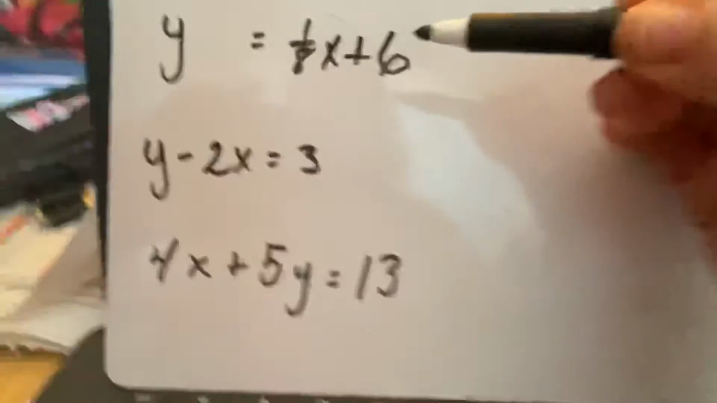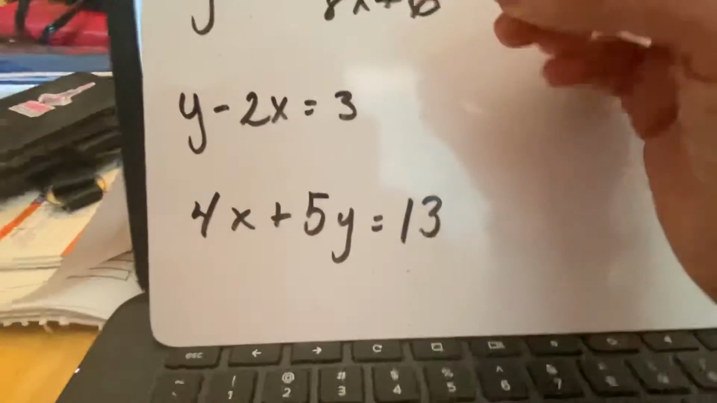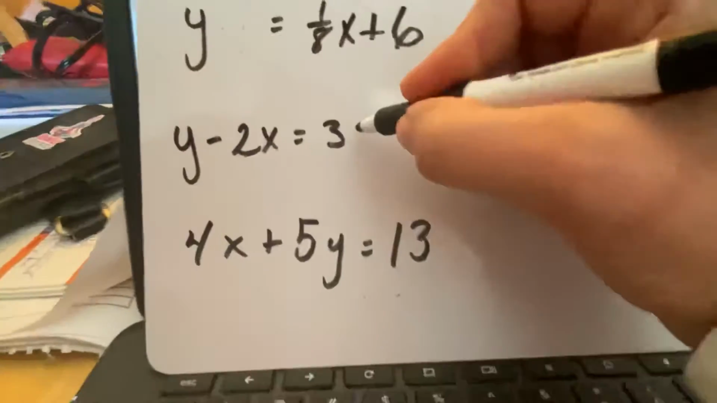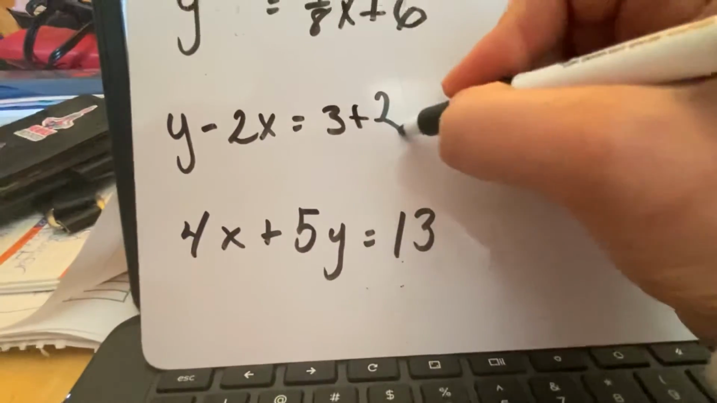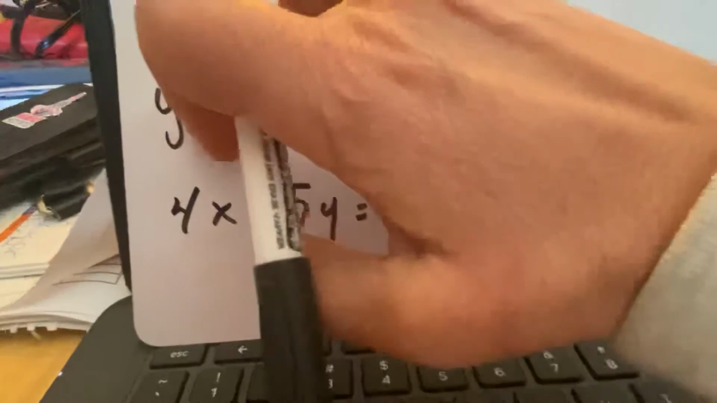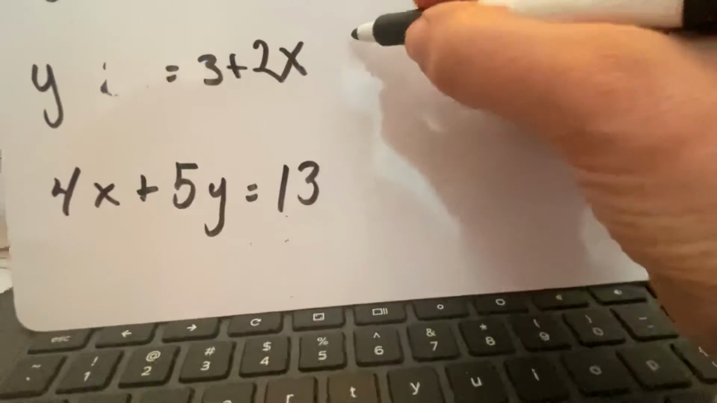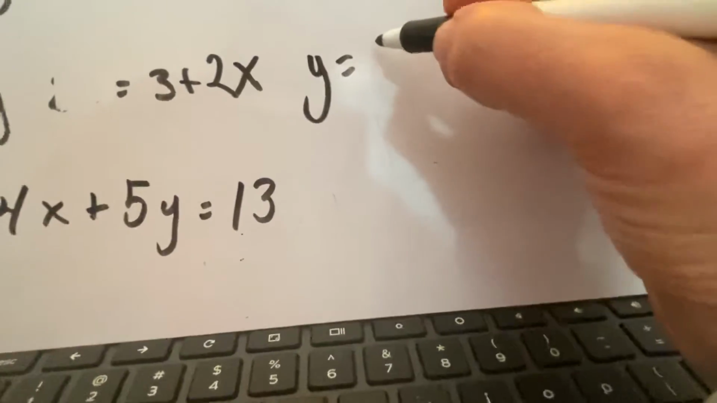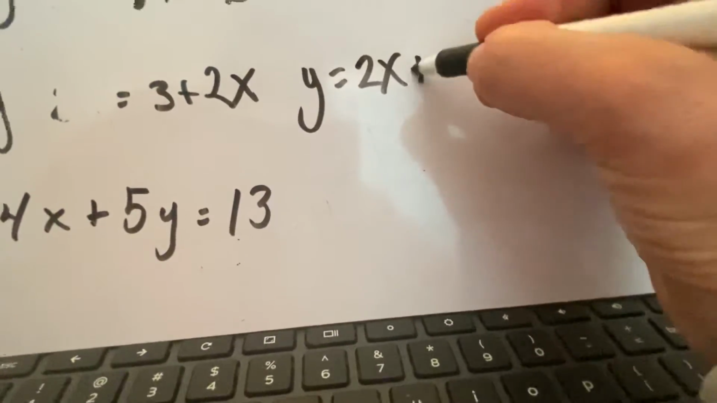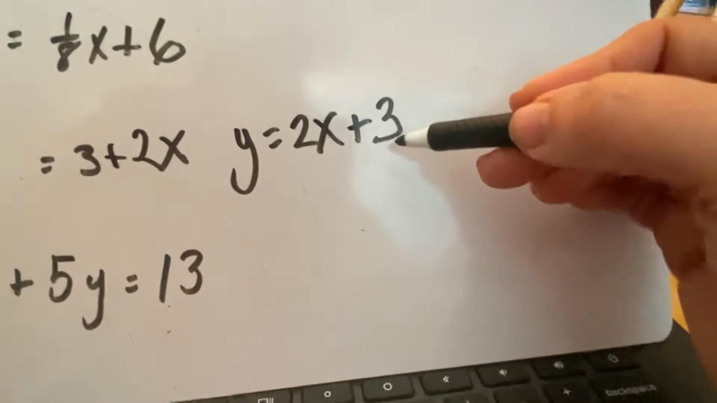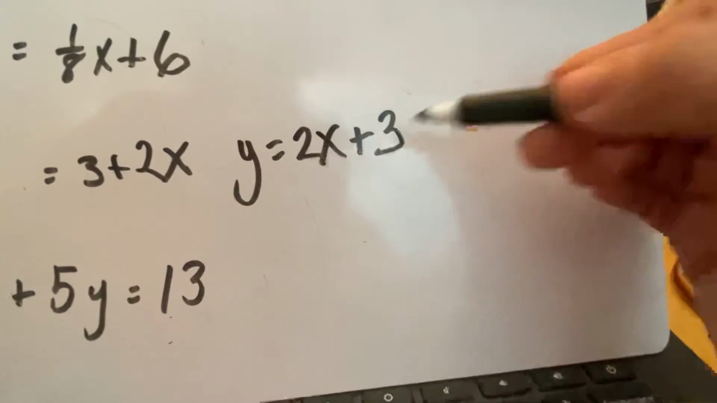Okay, the next one, we're going to try to get the y by itself. This time we're going to move the 2x to the other side. So I'm going to add 2x to this side. I'm going to erase it over here. And I'm going to rewrite the equation in slope-intercept form. So I'm going to write y equals 2x plus 3. Y-intercept is 3. Slope is 2.